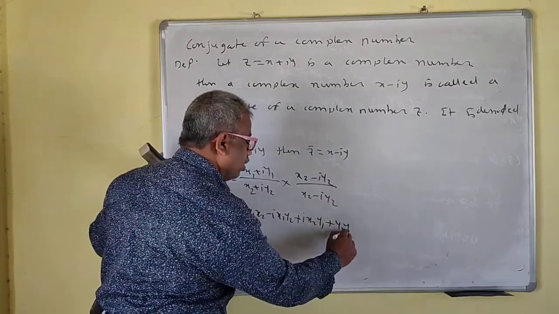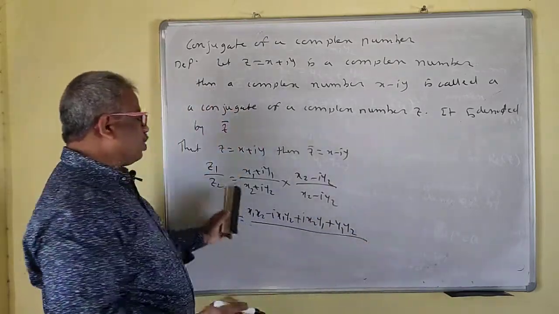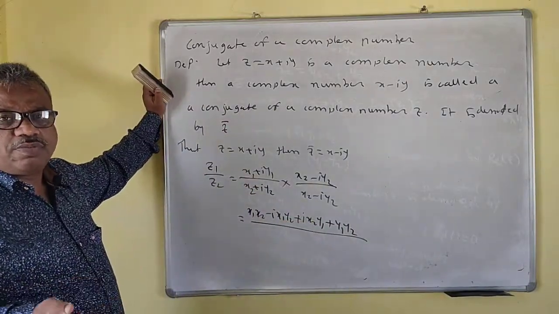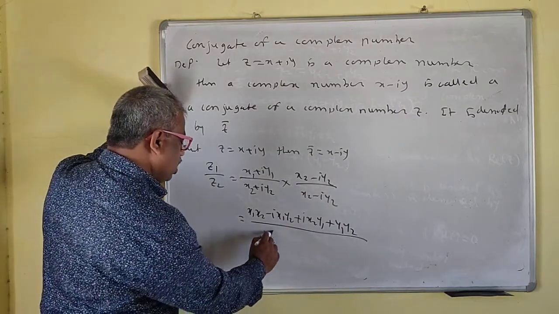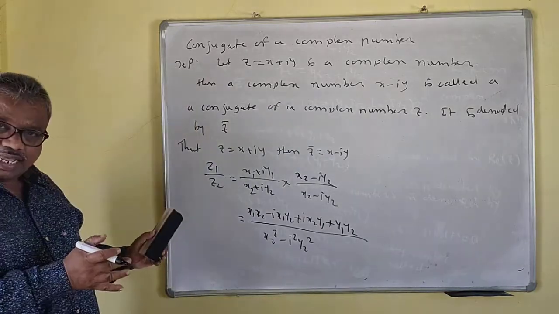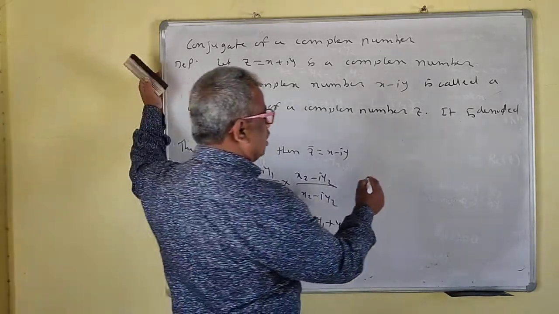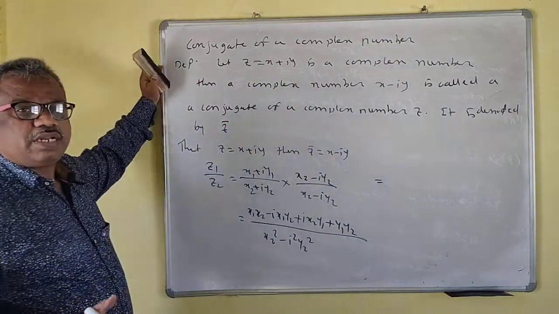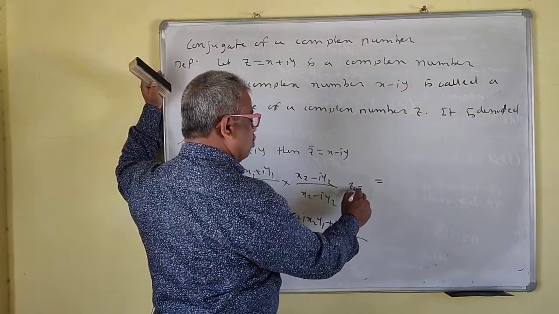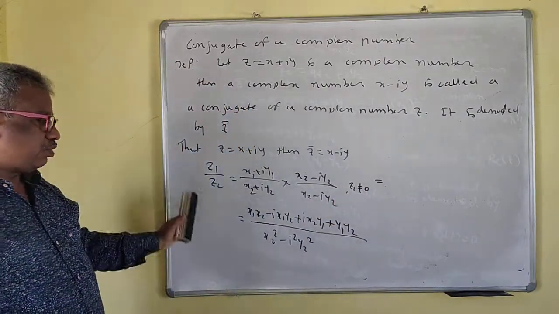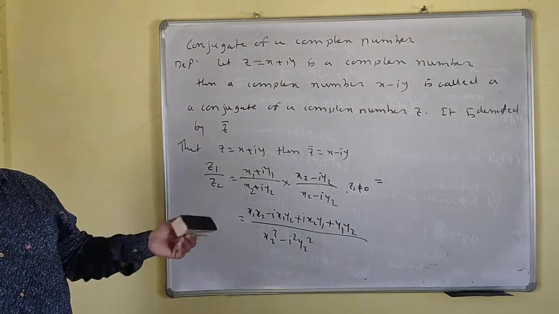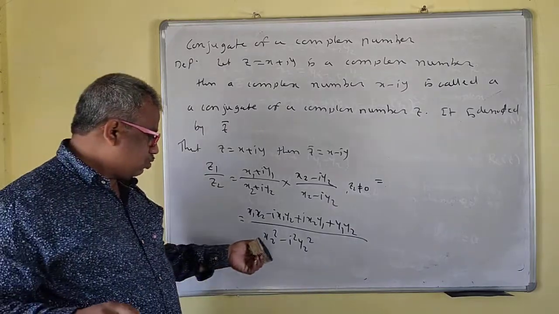So y1 y2. Now the denominator is of the form a plus b times a minus b, and we know that it is the square of the first minus the square of the second. So this is x2 square minus i square y2 square. We'll collect the real part and the imaginary part of the numerator, and the denominator. Here we are assuming that z2 is not equal to 0. Note that. That means either x2 is not 0 or y2 is not 0.